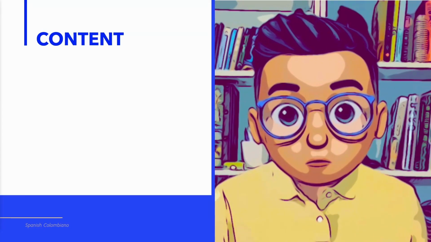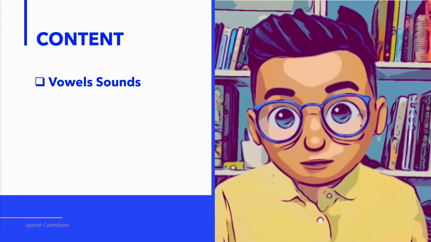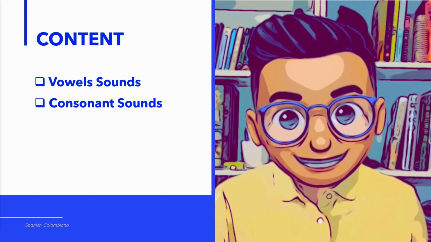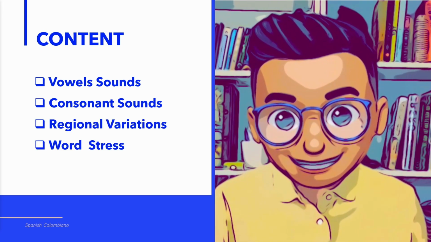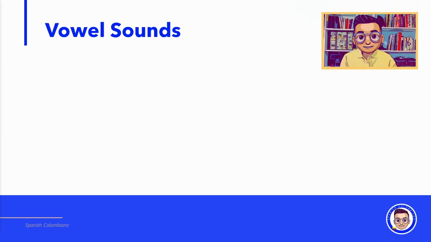In this lesson, we will see the vowel sounds, the consonant sounds, regional variations, word stress, and the alphabet. Let's start with the vowel sounds. The first vowel sound is A.